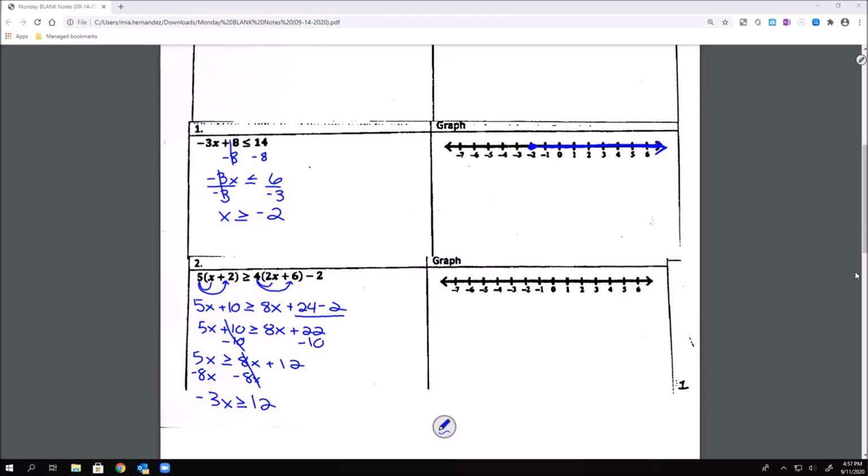Almost done. X is almost by itself. It has that negative 3 attached to it. I'm negative 3 times x. My inverse or my opposite operation is division. So I'm going to divide both sides by negative 3.